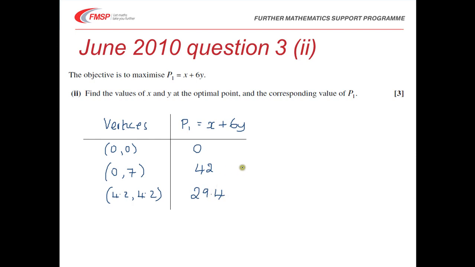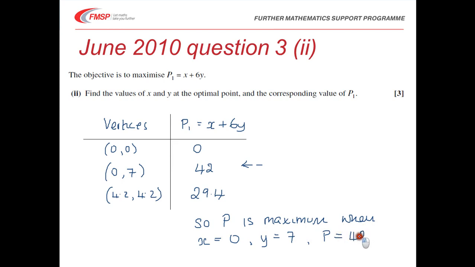So you can see that in this particular case, if we're wanting to find the maximum value, we just need to write that down. So P is maximum when x equals 0, y equals 7, and the maximum value that P can actually take is 42. So don't forget to write the information down. The examiners don't want to go and look for it.